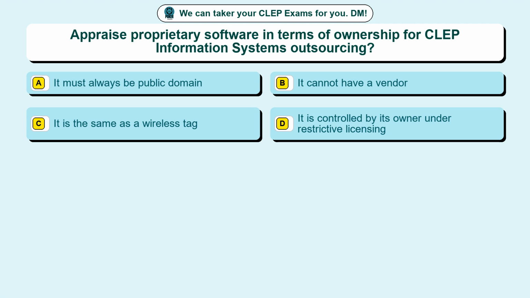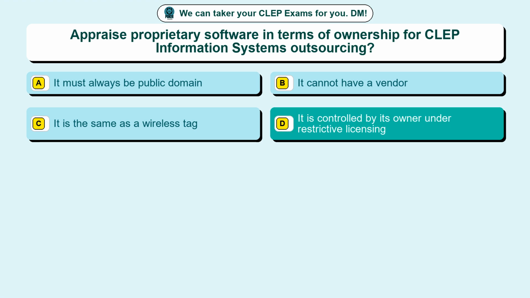Question 94. Appraise proprietary software in terms of ownership for CLEP Information Systems outsourcing? Option A. It must always be public domain. Option B. It cannot have a vendor. Option C. It is the same as a wireless tag. Option D. It is controlled by its owner under restrictive licensing. The correct answer is option D.